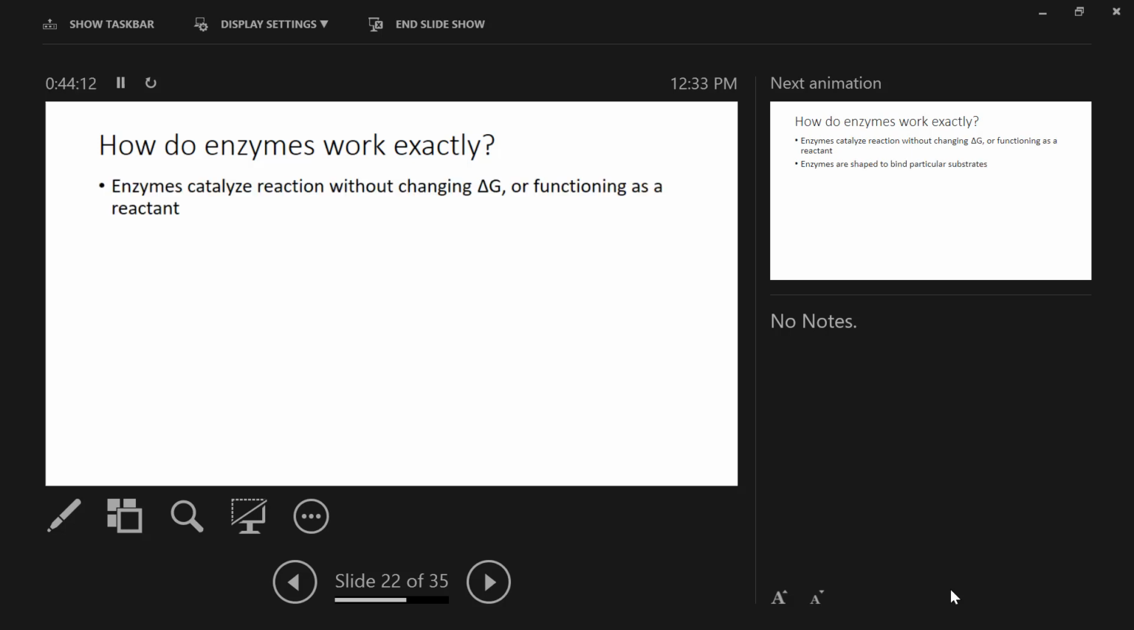First thing we need to mention is this. Enzymes do not change the delta G of a reaction. So the delta G of the hydrolysis of ATP is about -7 kilocals per mole, right? That's true whether or not you catalyze that reaction with an enzyme. What enzymes do is they just speed up the rate of the reaction. Also, something to point out, enzymes do not function as a reactant. They are not used up in the reaction. They may become saturated, but they do not get used up by the reaction. Once that reaction is done, that enzyme's free to do it again.